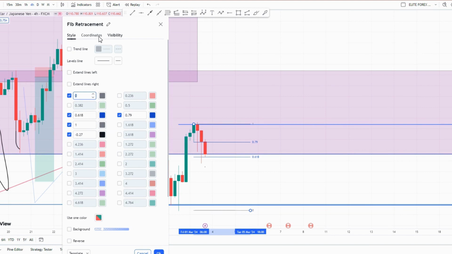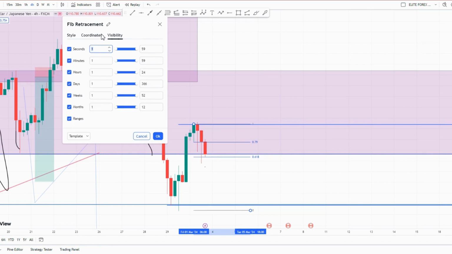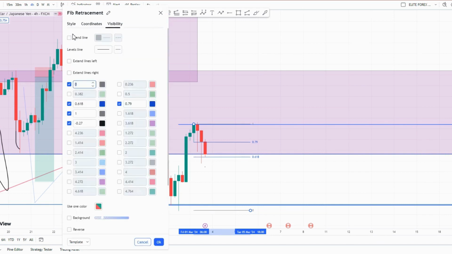So this is how my coordinates look. In the coordinates section, just leave everything blank, the way it is. In the visibility section, make sure you click that it shows on every time frame. And then in the style section, make sure you enter this accurately, the way it is, the colors, everything. Once you are done, just click OK.